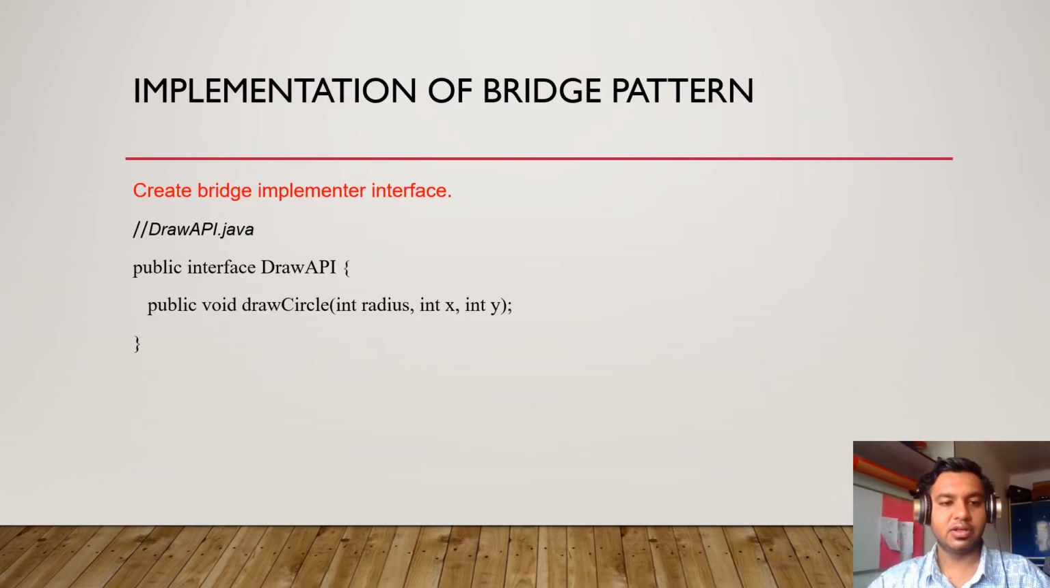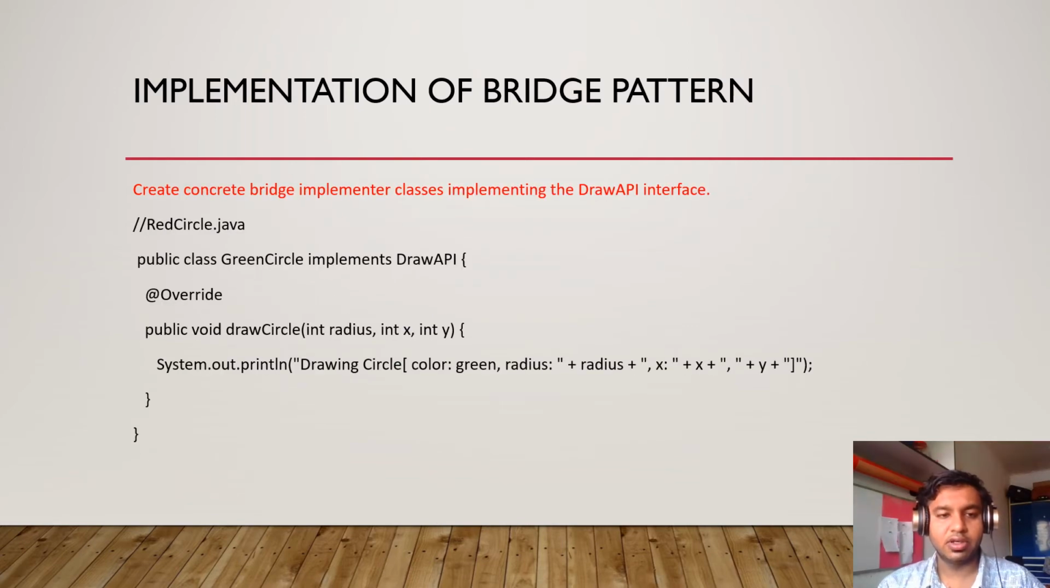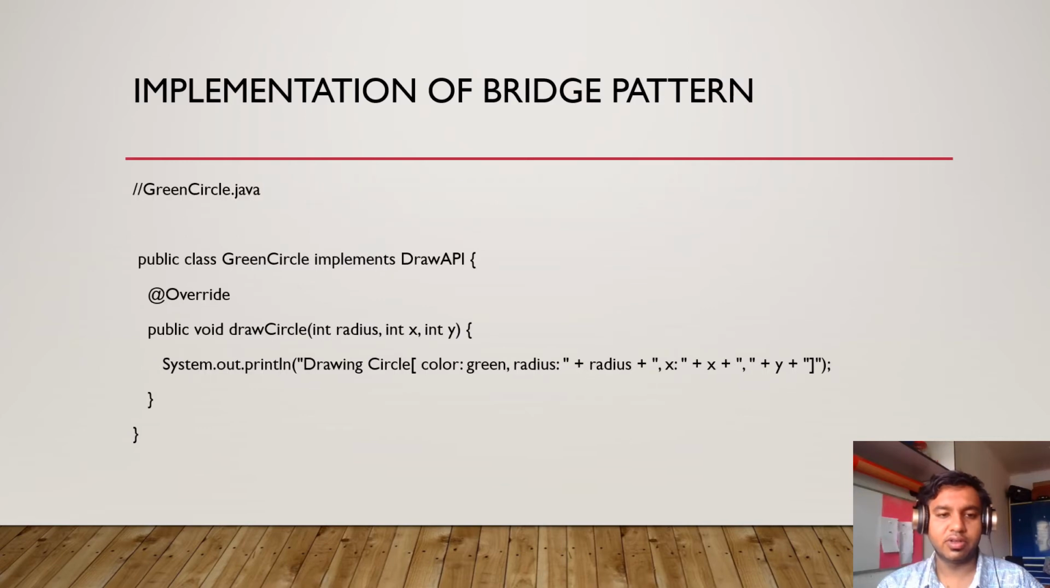So this is the Java code for draw API. We have created the bridge implementer interface here. Next, we create concrete bridge implementer classes implementing the draw API interface. You can see green API implements draw API. Next is green circle, same thing happens here, green circle implements draw API here.